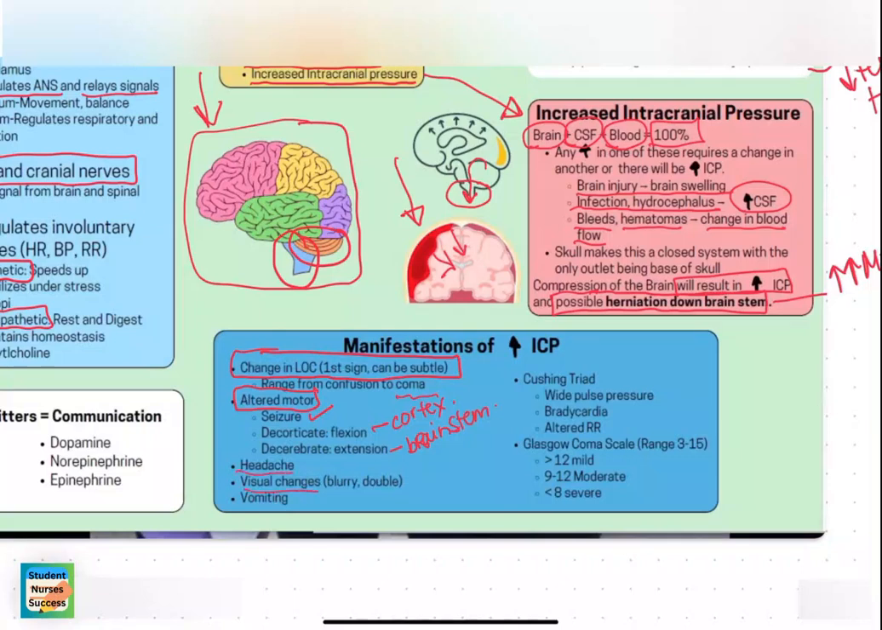Patients often experience headache. They can have visual changes from pressure on the vision center of the brain. They can have vomiting. In severe cases, when we really have really high intracranial pressure, we can see the development of Cushing's triad.